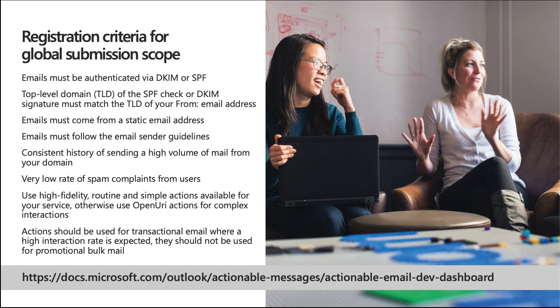Consistent history: you must have a consistent history of sending a high volume of mail from your domain. You have a very low rate of spam complaints from users. You have high fidelity, routine, and simple actions available for your service. Otherwise, use the OpenUri actions for complex interactions. And actions should be used for transactional email where a high interaction rate is expected. They should not be used for promotional or bulk email.